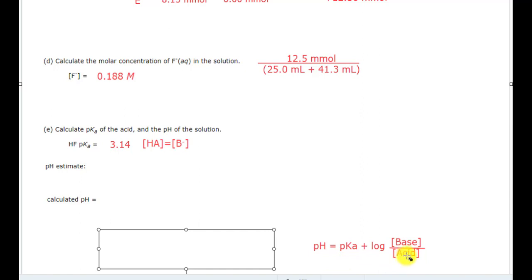If you can't remember it, you're going to have to flip over to that equation sheet. But this is one that's worth remembering because you're going to use it. You're going to use it. Now, here we go.